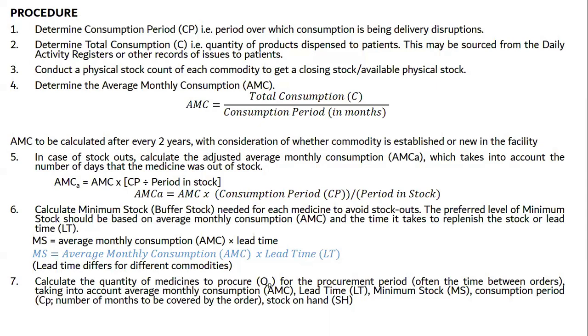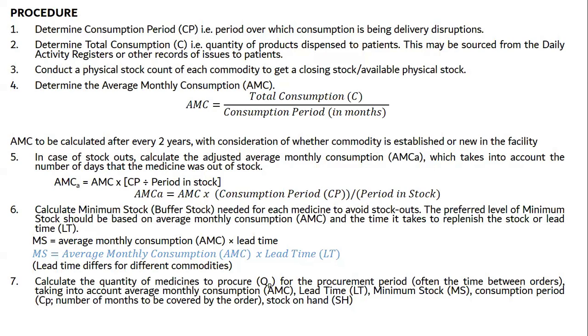It will also be a good guide if you have your minimum stock at hand. You calculate your minimum stock, which we also call buffer stock. This is the safety stash you have in a facility to make sure you never run out. Some tend to use a month, some tend to use 2. The preferred level of minimum stock should be based on average monthly consumption and the time it takes to replenish the stock, or lead time.